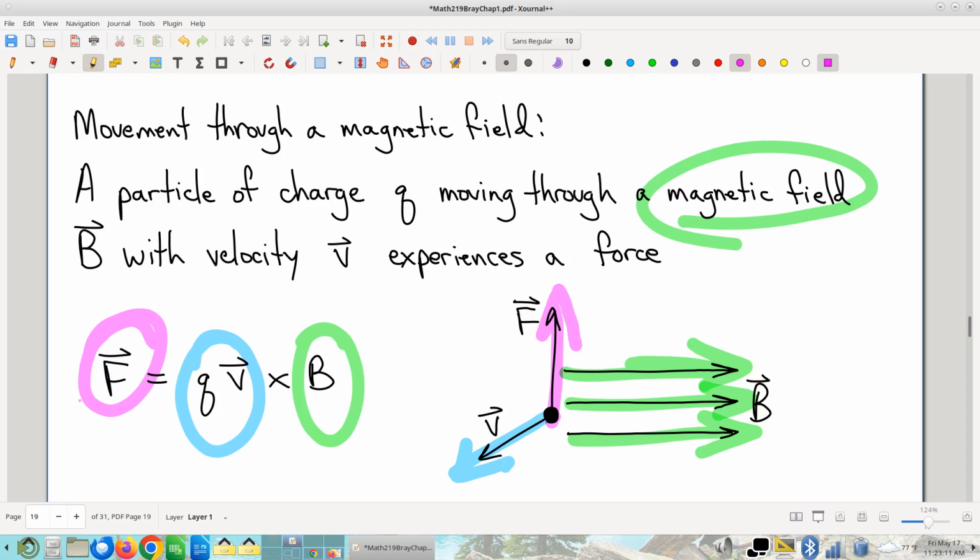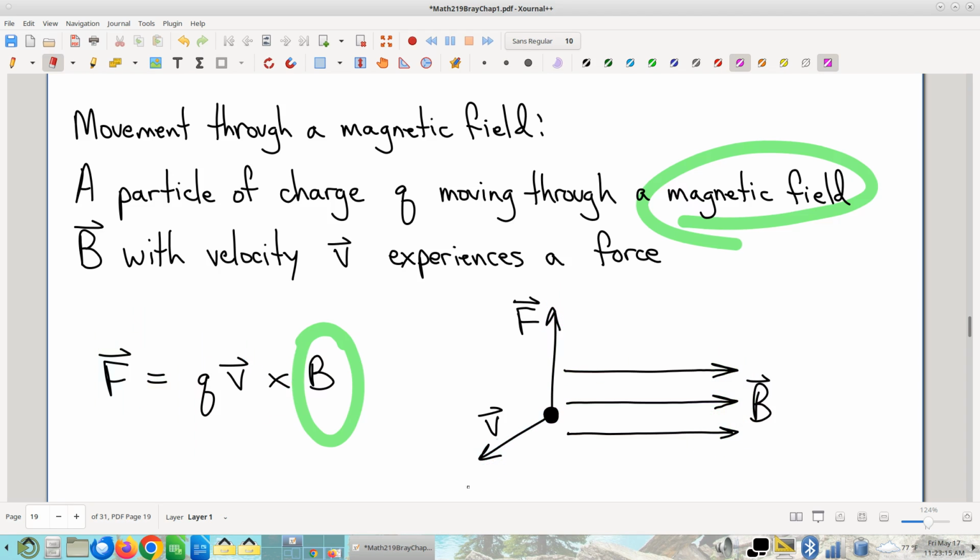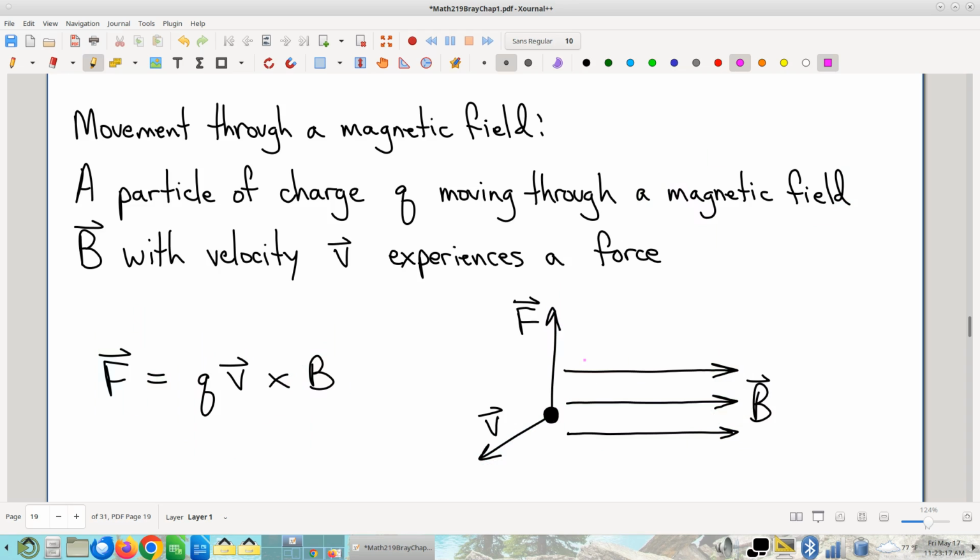So again, very important in engineering. Then I'll also point out, this is annoying, but nothing we can do about this: very often the charged particles moving through the magnetic field are electrons.